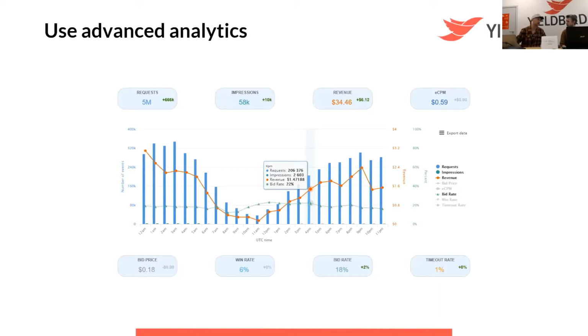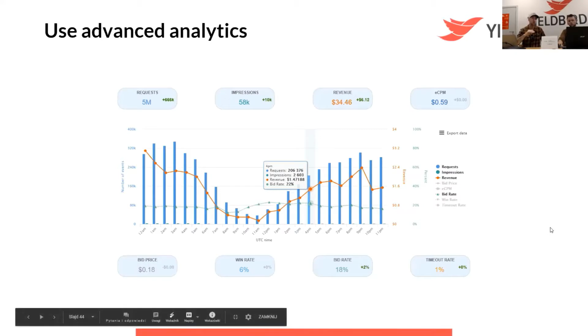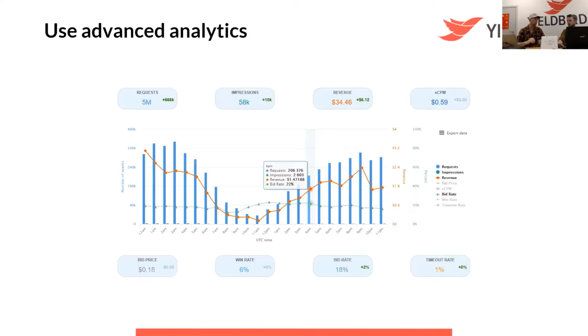So this advanced analytics helps you to choose the better timeouts, to choose better bidders on different geos, because you might have the impression that these 6 bidders are best for you, but it might be true only for the US market, and for Canada you may choose different ones, because on the Canadian market definitely a different set of bidders might fit your revenue. So looking at the average is not always the best idea.